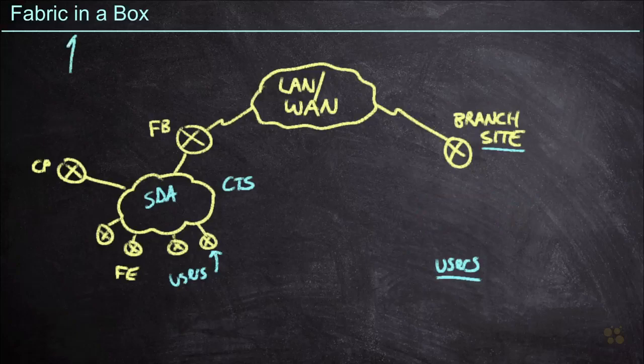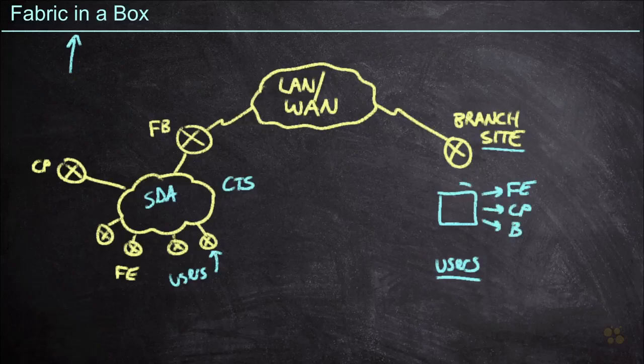This is where Cisco's Fabric in a Box solution comes into play. As the name implies, we're going to deploy a single device, a single box, if you will, to this branch location. This device is going to serve not only as the Fabric Edge node so our users can attach, but also as a control plane node and also as a border node. And this makes it so we can deploy an entire SDA fabric to this remote site by leveraging a single piece of hardware.